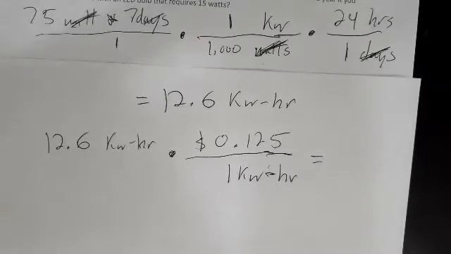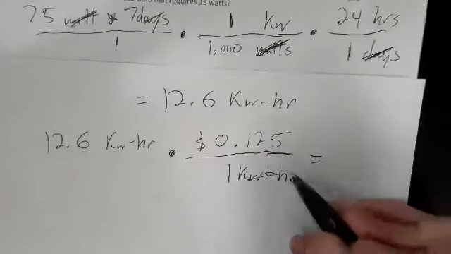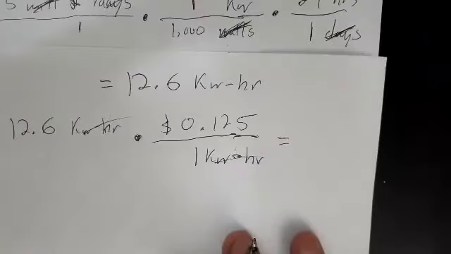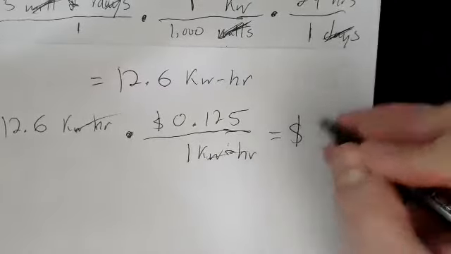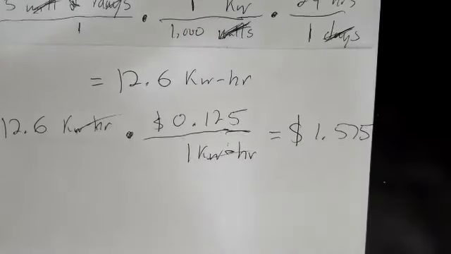And this is probably easy enough to where you don't have to figure it with the unit analysis, right? But we can set it up with the unit analysis. We can figure out, hey, we're simplifying out our kilowatt hours. And we're going to end up with a price that is 1.575. So I'm going to round up. It's probably going to be $1.58.